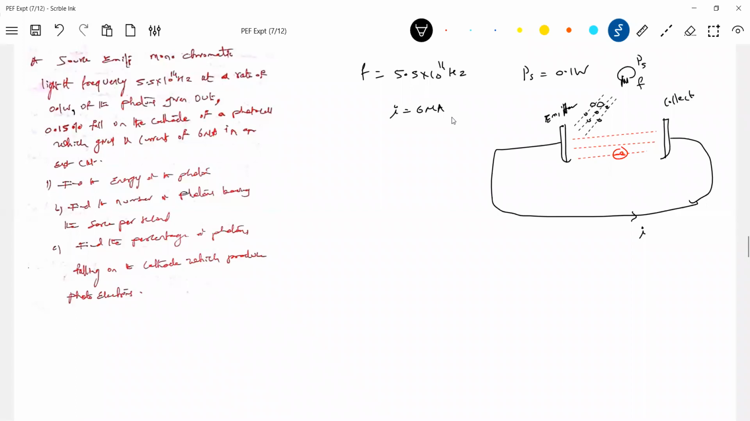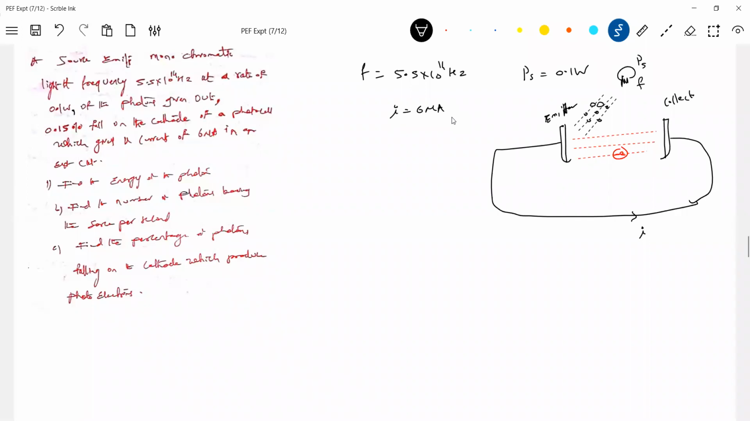There's a very basic theoretical idea that I just made into a question here. First, for every 100 photons, it depends on 0.15. So what is telling? Of the photons given out, 0.15% fall on the cathode. How many fall on the cathode is what is needed. The number of photons falling on the cathode has to be determined.